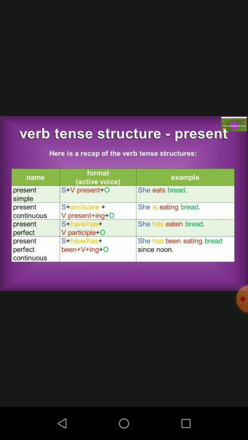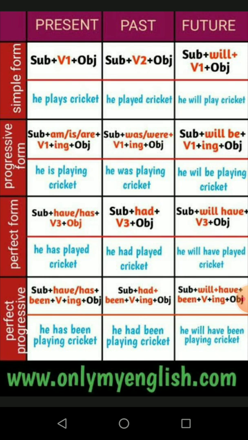And then we have the object. For example, as you can see over here, she is eating bread. And here we find he is playing cricket, as you can see in the first column. So the format is subject plus am, is, are helping verb depending upon the subject, and then we have the first verb form, that is present form, and with that the ing and the object. The verb will be in ing.